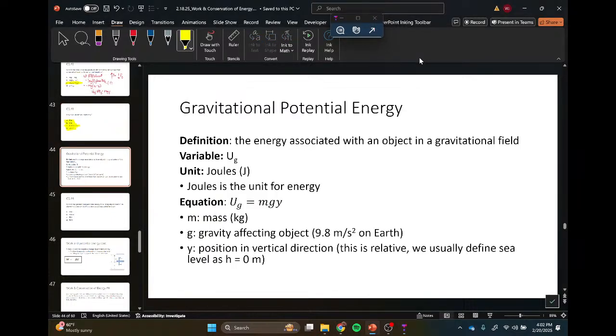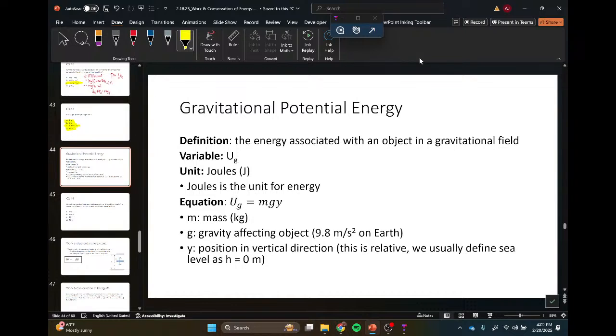All right, so mgy, that's the equation for potential energy. You might have seen this previously as mgh. I like y better because y is position, whereas h actually I think mixes people up. People think height and they try to find height. Y is just where you're located.